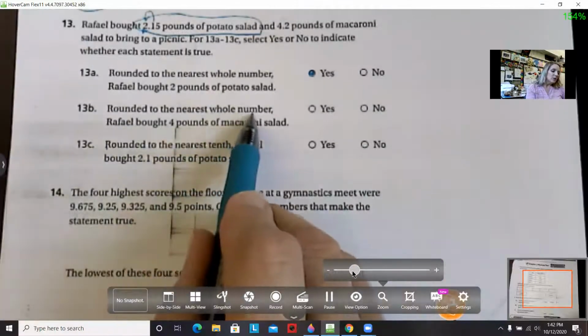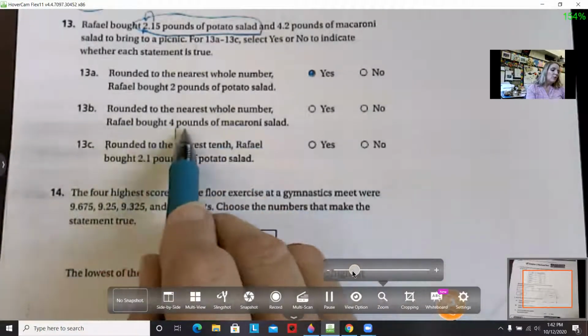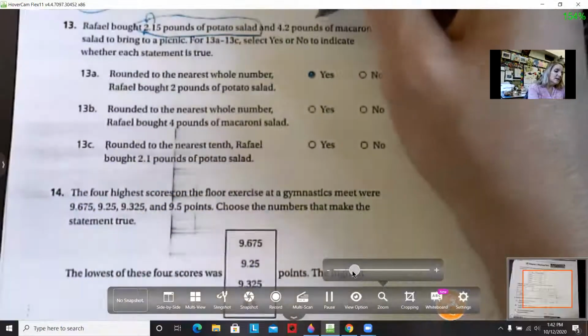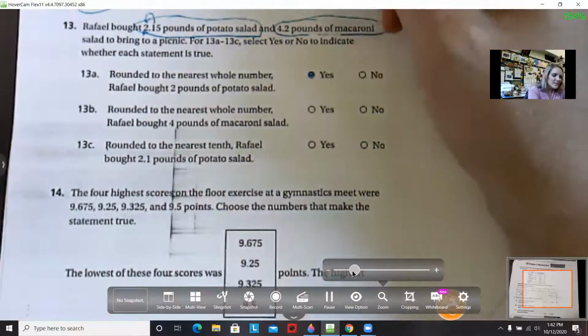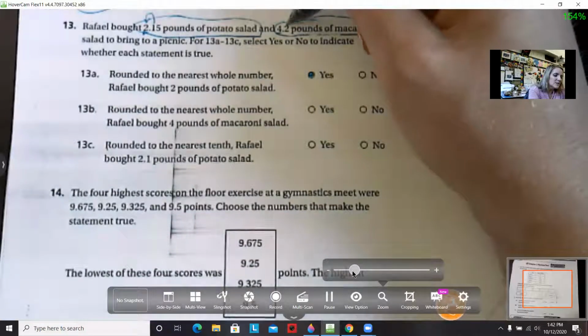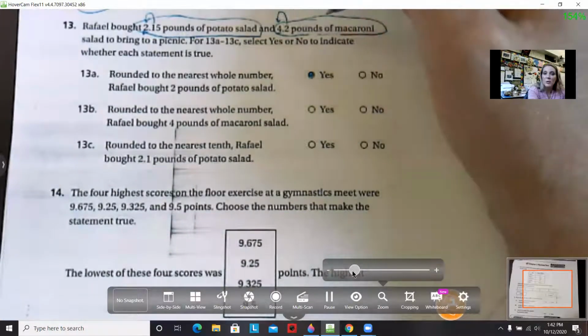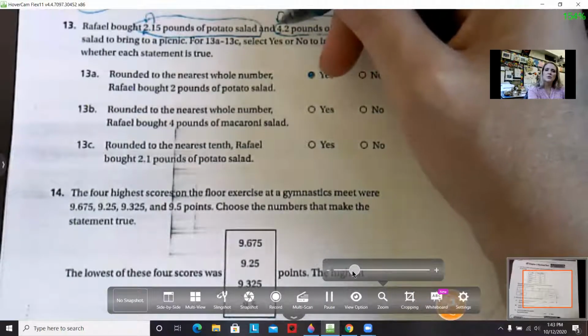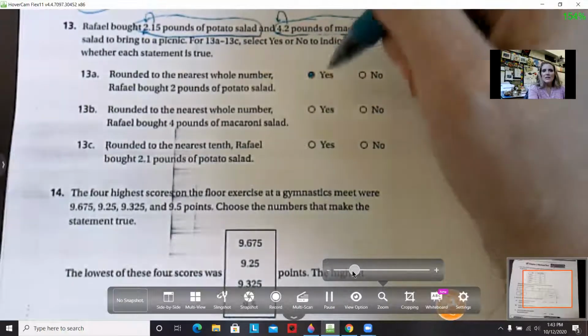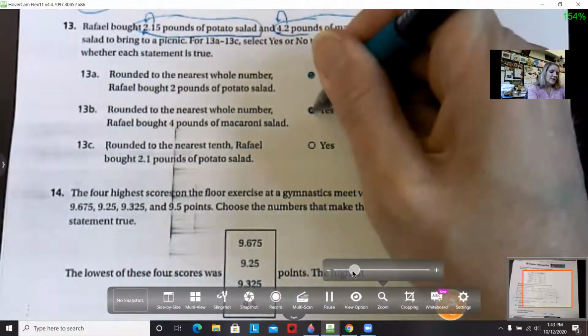Round it to the nearest whole number. I'm on part B here. Raphael bought 4 pounds of macaroni salad, so we have to go back up into the problem. Is this about 4 pounds if I round it to the nearest whole number? Does the 2 make the 4 stay the same? It does. 0 through 4, it stays. It's like the number 42. It's closer to 40 than it is to 50. So it stays the same. So that is a yes.